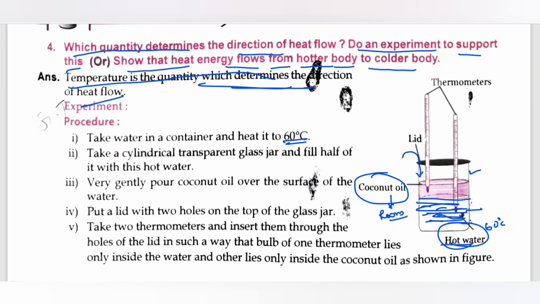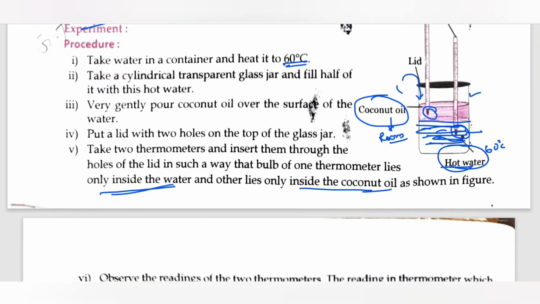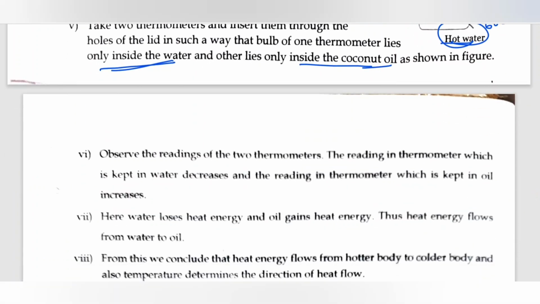Put a lid with two holes on the top of the glass jar, for placing the thermometers. Take the thermometers and insert them through the holes of the lid in such a way that the bulb of one thermometer lies only inside the water and the other lies only inside the oil, as shown in the figure. So one is in oil and the other is in water. Observe the readings of the two thermometers.